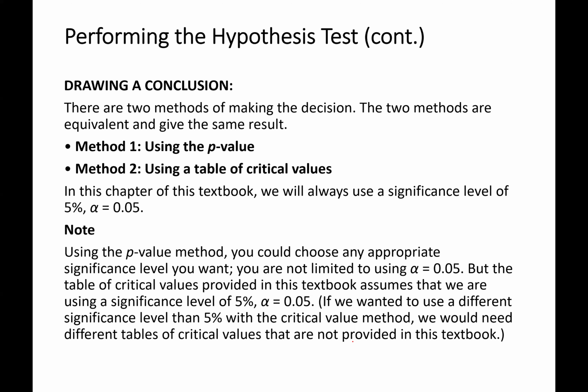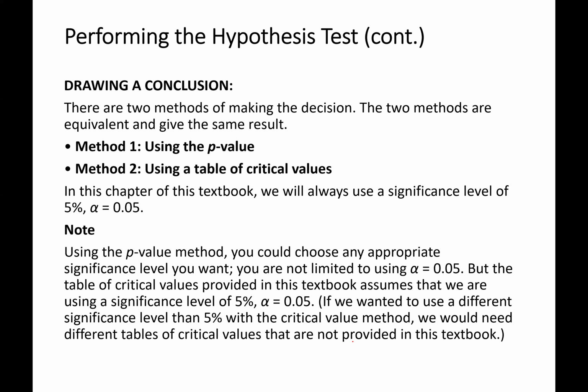So we're going to be using the p-value. That's the only way that we're going to run this test. We're going to use a significance level of 0.05. So you're going to compare your p-value to 0.05. If p is less than 0.05, what do we do?